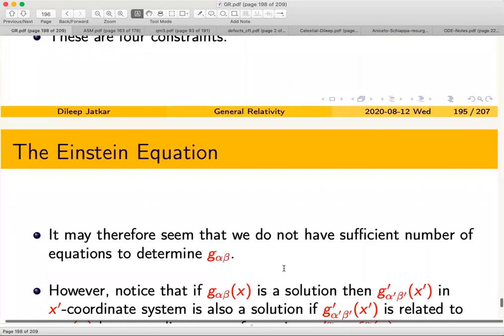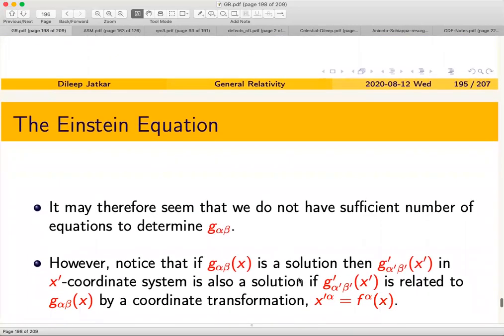But that's not quite true because G alpha beta also has some additional conditions, and that is the following: if G alpha beta is a solution to the equation of motion, then a new solution, the new metric G prime in the new coordinate system X prime, which is related to the original coordinate system X by some coordinate transformation.